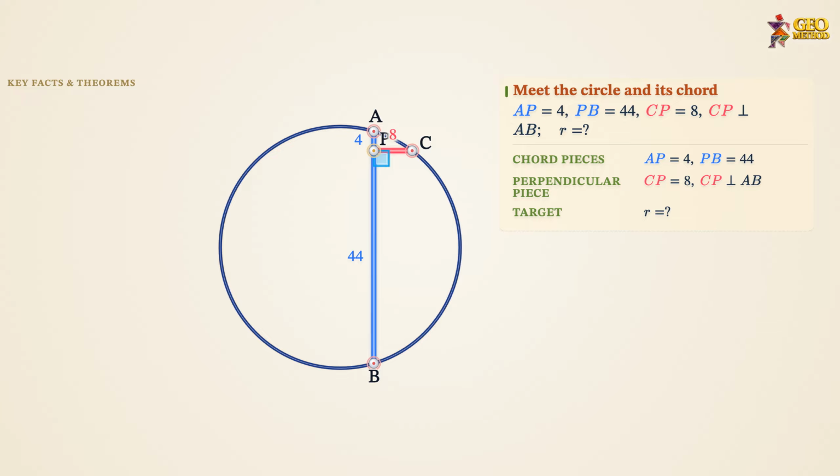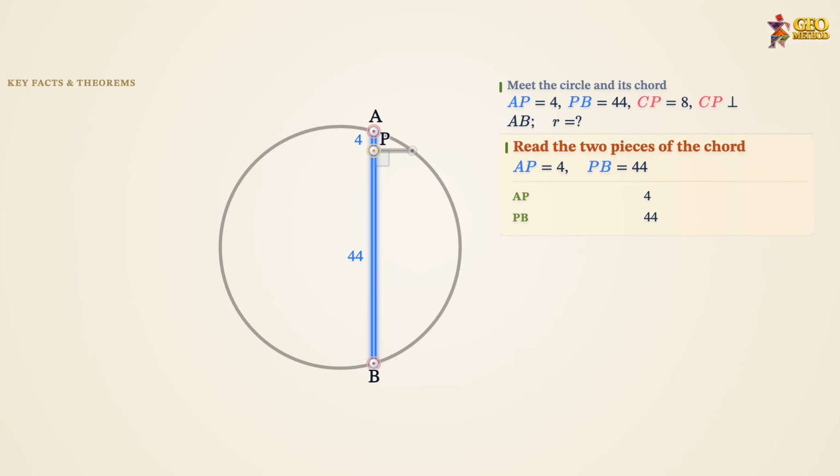A vertical chord AB is cut at P into lengths 4 and 44. From P, the 8-unit segment PC reaches the circle at a right angle to the chord. Find the circle's radius. The diagram carries only these givens. The radius is not written on the graph.